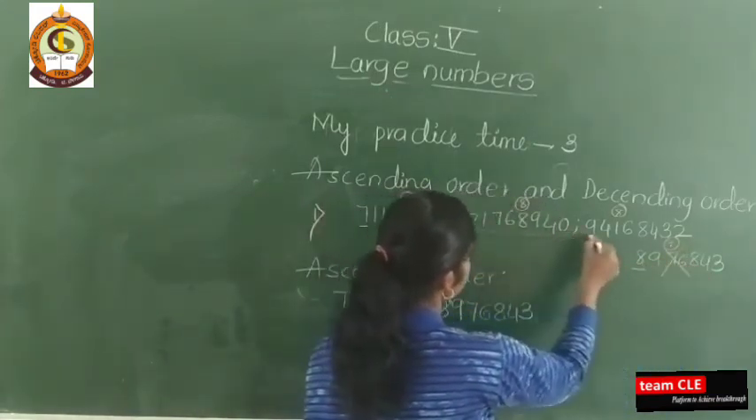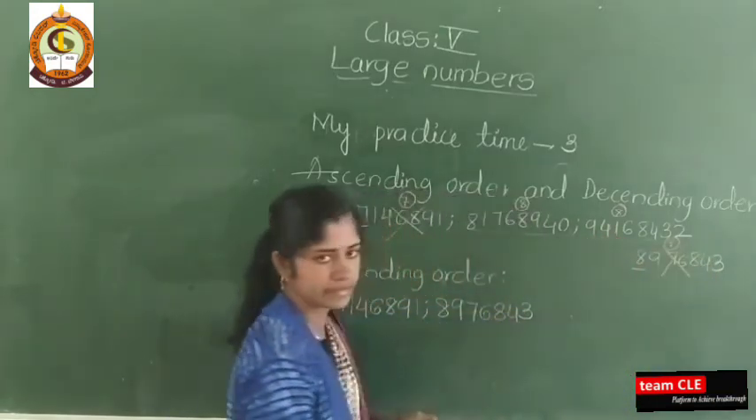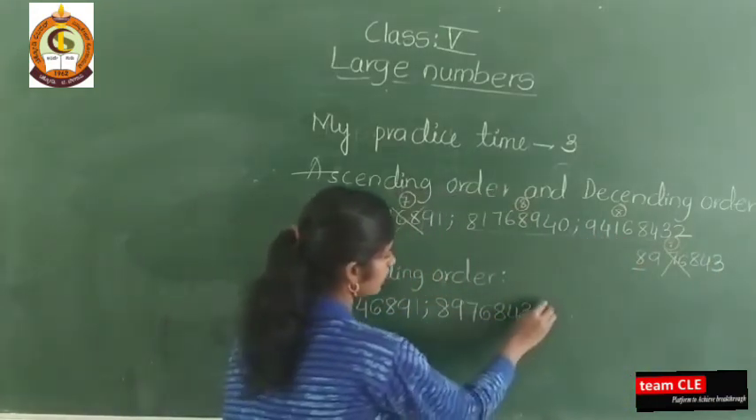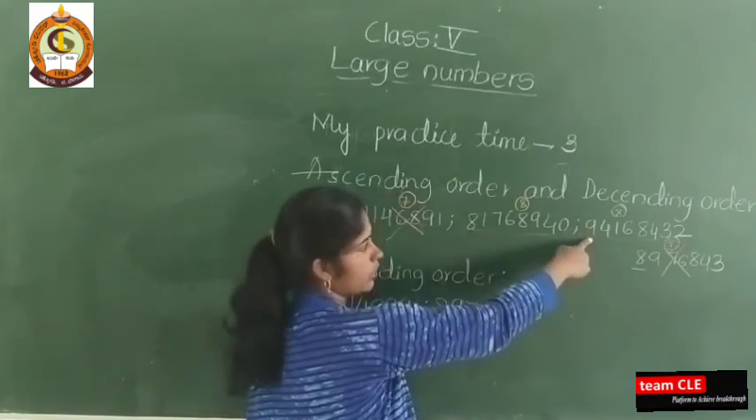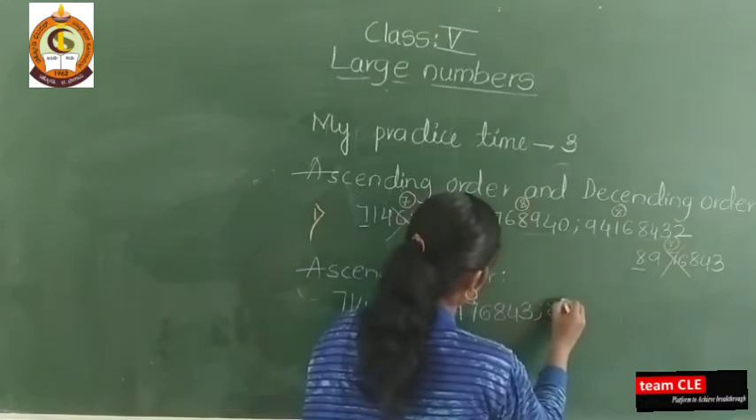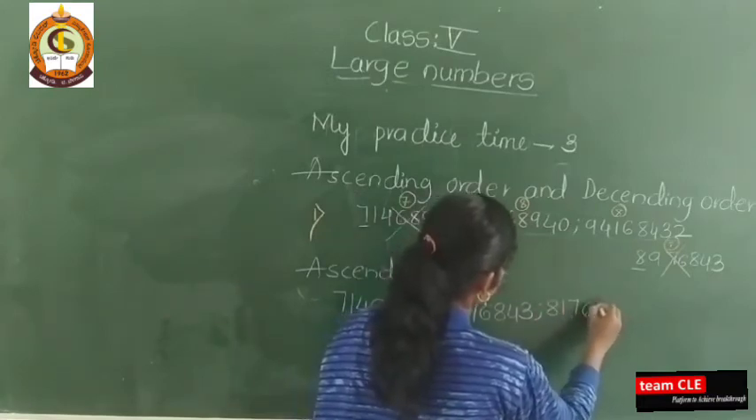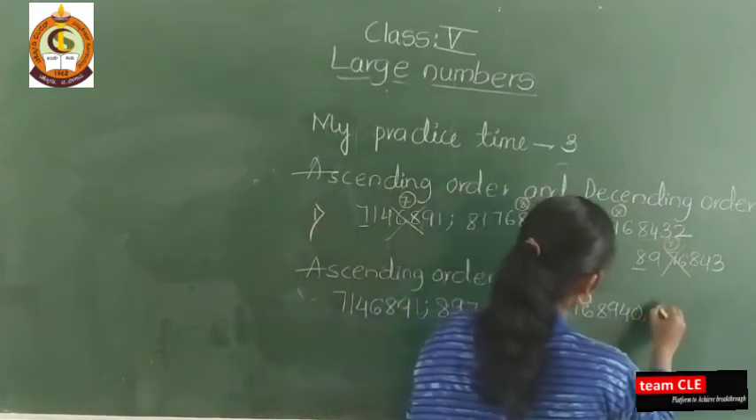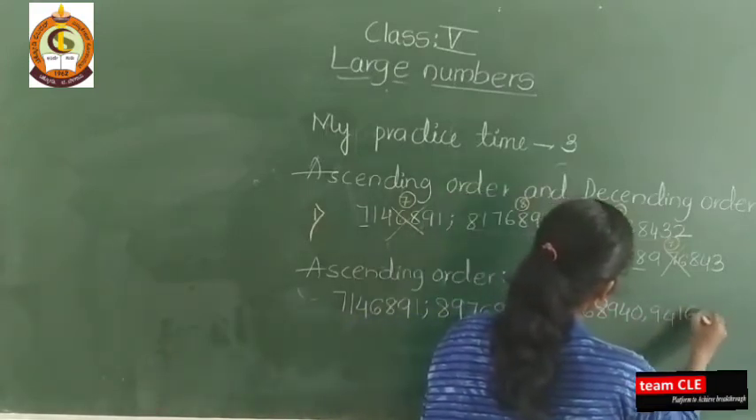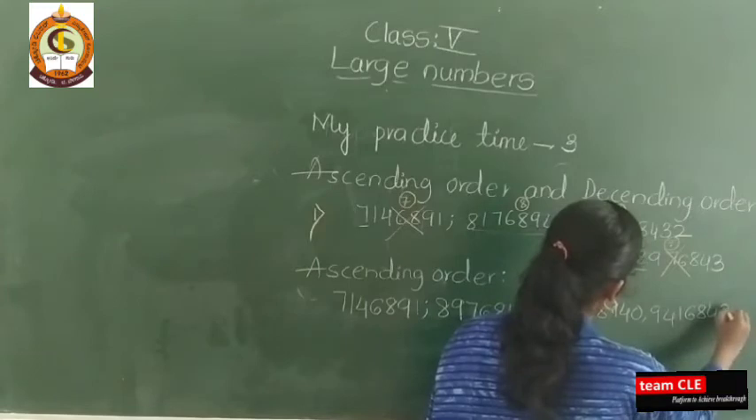Next you take this and this. Both are 8-digit numbers. Then what to do? Here, see, 8 is there and here 9 is there. Then which one is the smallest number here? This. So write here 8, 1, 7, 6, 8, 9, 4, 0. Next, the last one is 9, 4, 1, 6, 8, 4, 3, 2.